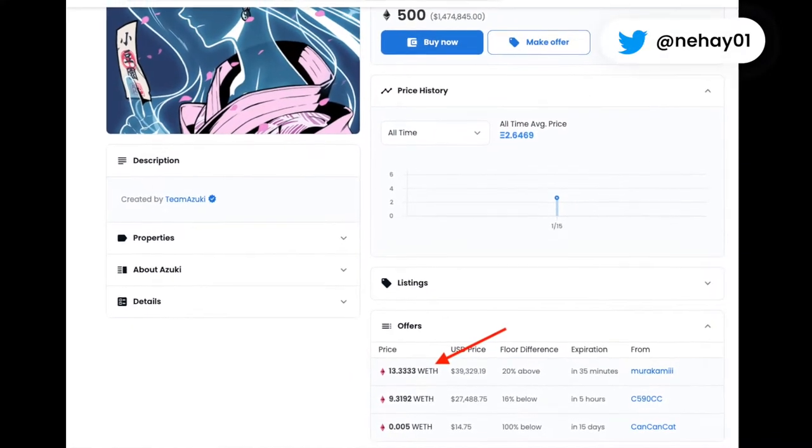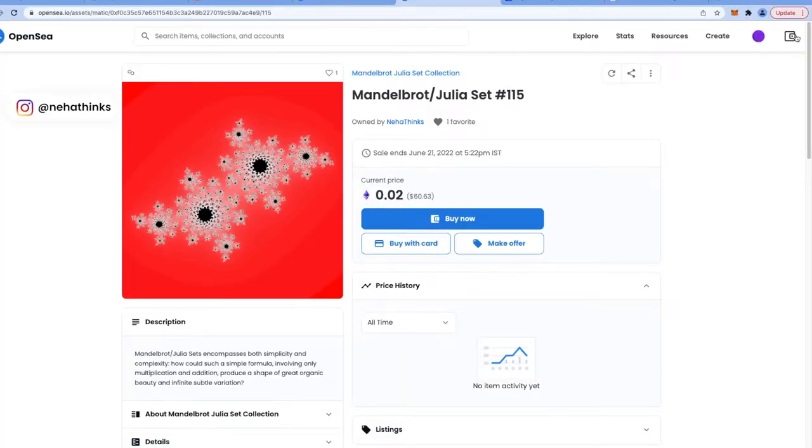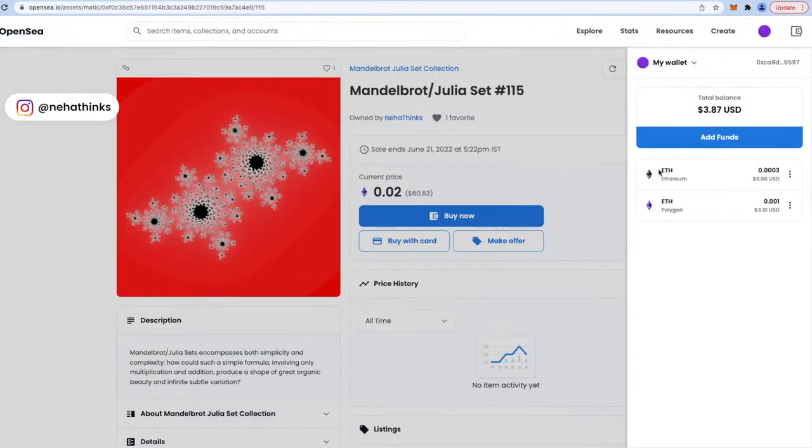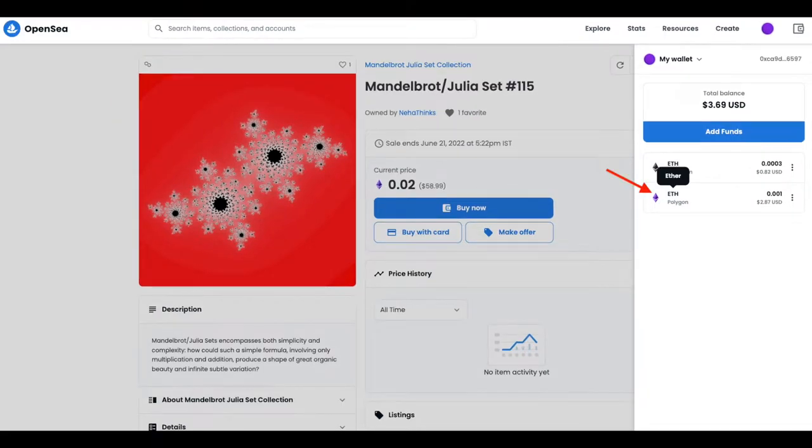Today we will discuss what is wrapped ETH. Now once you connect your wallet on OpenSea and click on the wallet icon, you can see on the screen there are two sections, ETH on Ethereum and ETH on Polygon. Now you may not see this ETH on Polygon section. You will only see this section when you have some Ethereum on Polygon chain.